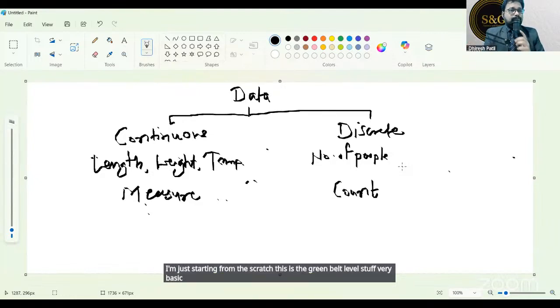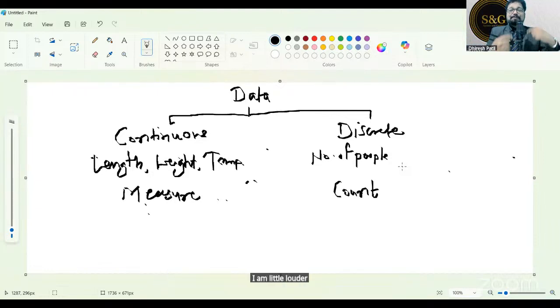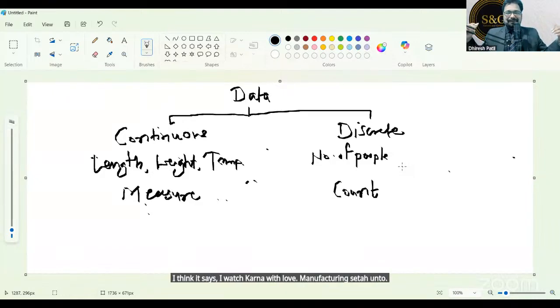Okay. I am a little louder, or I have to speak a little louder. I think making more noise than this, my voice is already loud. I come from a manufacturing setup, so see, we used to work with the machines. Okay, so my voice is naturally very loud.